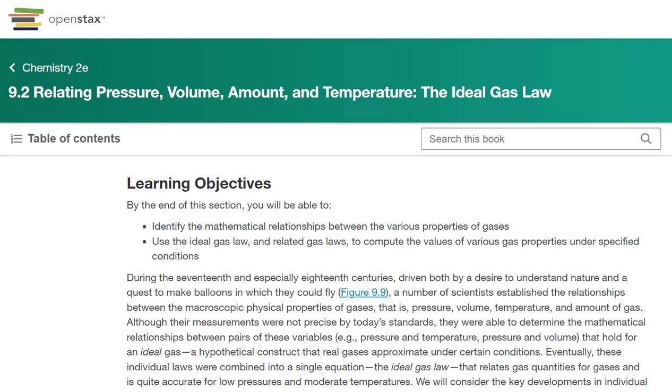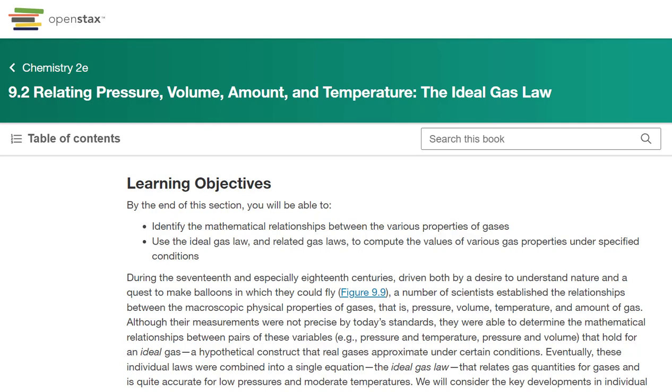Hello, everyone. We're going to start on section 9.2, relating pressure, volume, amount, and temperature: the ideal gas law. We're actually going to divide this section into a couple of videos because there's quite a lot going on here. So in this first video, we will discuss the first learning objective: identify the mathematical relationships between the various properties of gases.